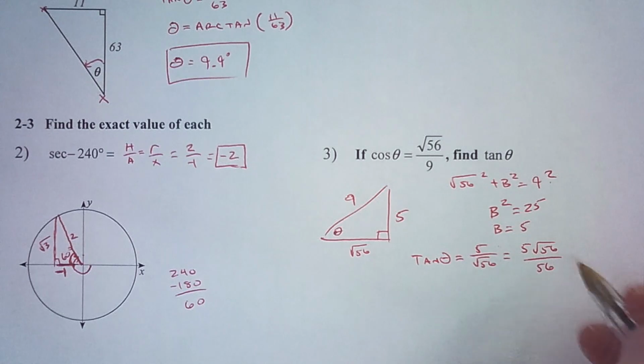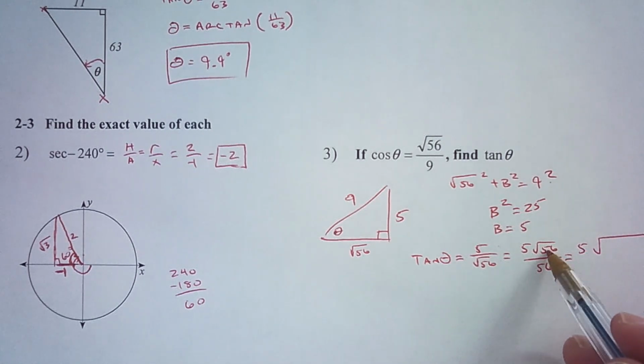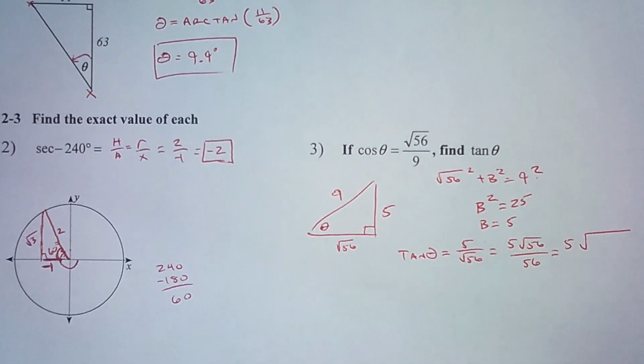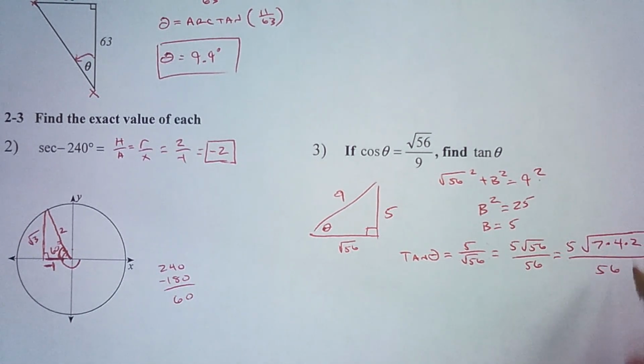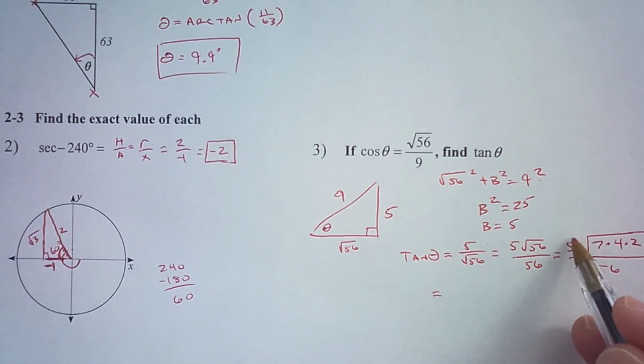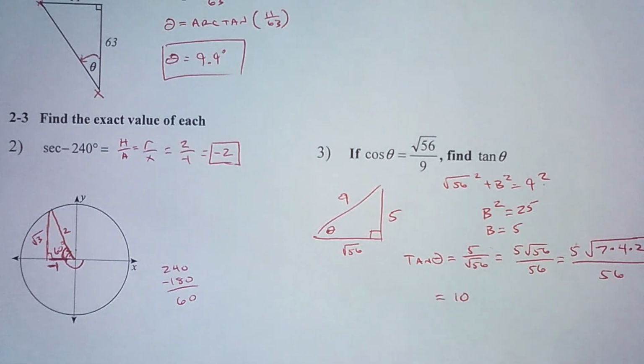Okay, now the square root of 56 can be simplified. 56 is 7 times 8. So it's 7 times, and then 8 is 4 times 2. And I've got a square number right there. So the square root of 4 is 2, so I'm going to bring a 2 out here and multiply it by this 5, so that gives me 10. And that leaves me a 7 and 2 left over inside, so it's the square root of 14. And that's all over 56.